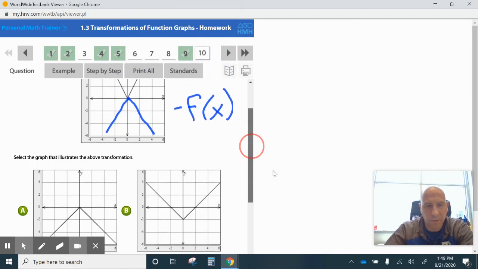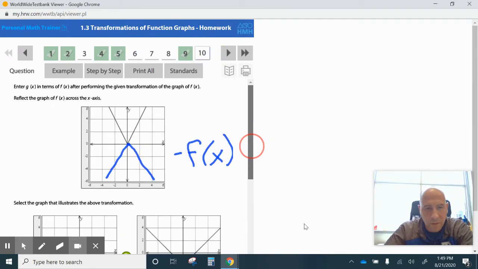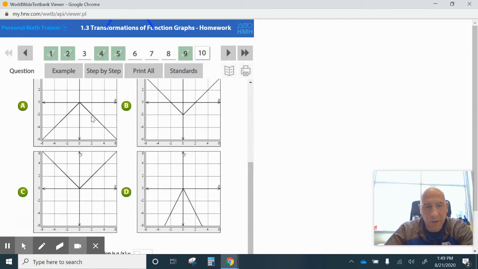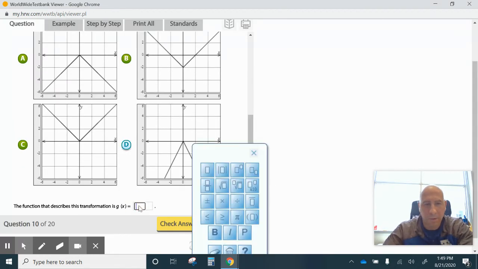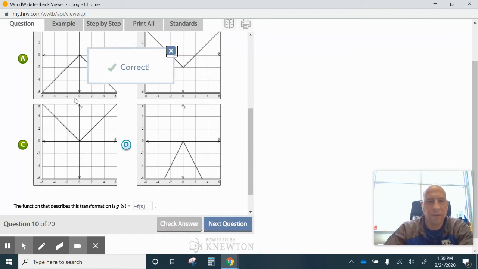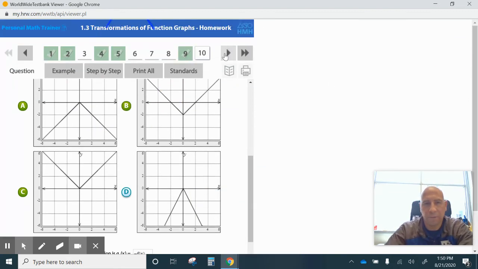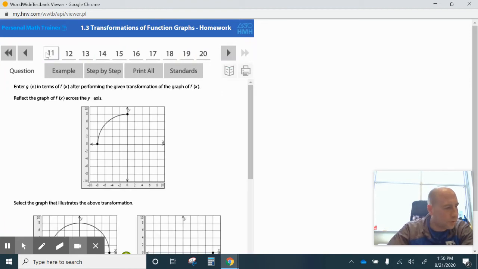So the answer, be careful. That's actually way too wide. This is the correct answer, D. And that's a negative f of x. Check the answer, correct. All right. Question number 11.